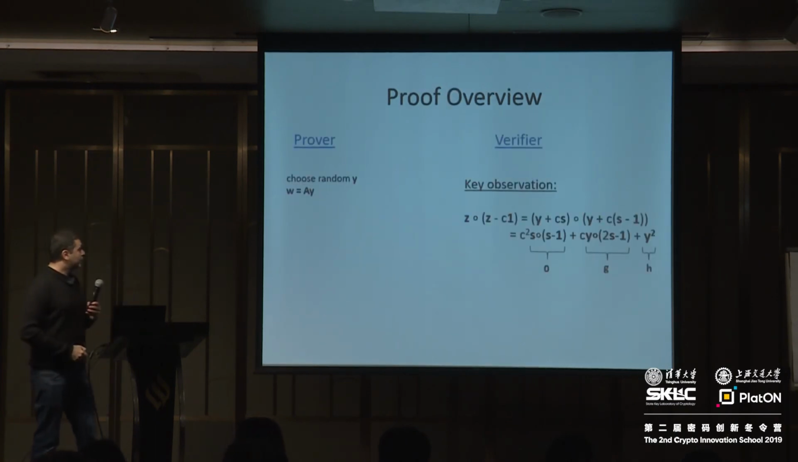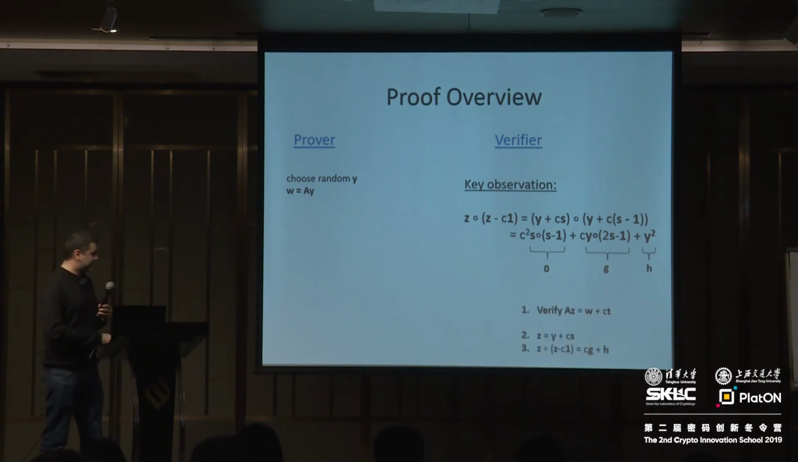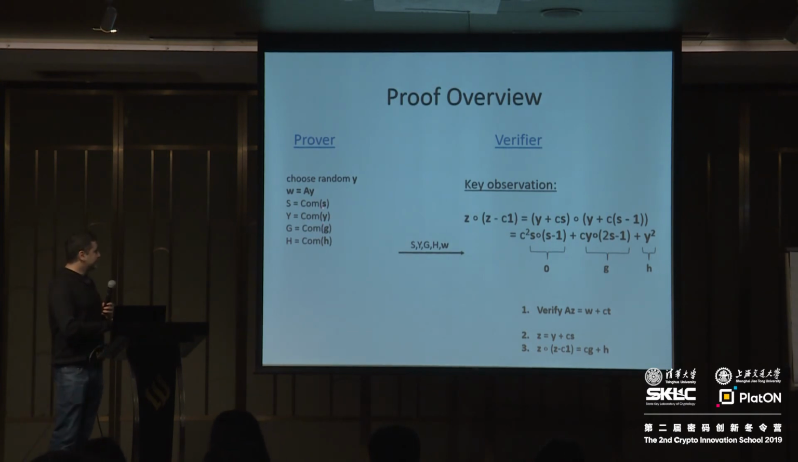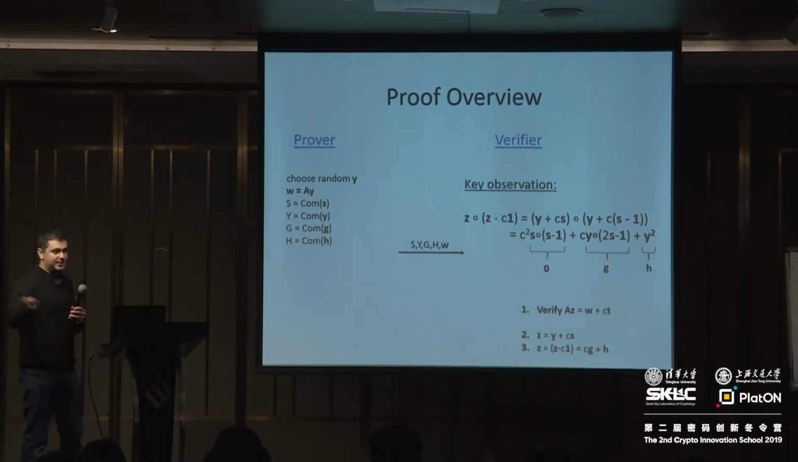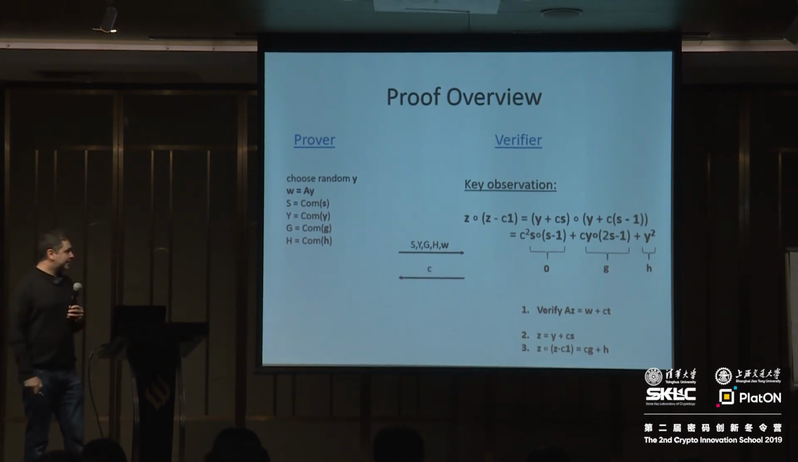So this is what we had written before. Now how can we convince the verifier of that? This is where all these commitments come in. The first thing you want to do is commit to s, y, g, and h, and send them over with the first step. I obviously cannot send s, y, g, and h, because that would reveal things about s, but I commit to them and send them over. Then he sends me the challenge to verify.